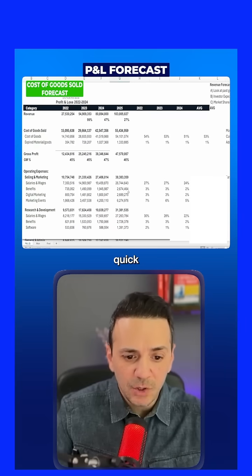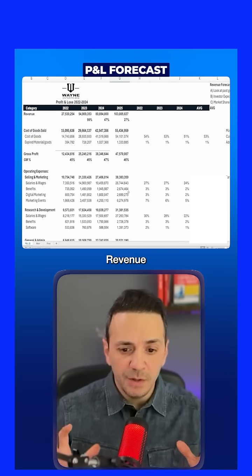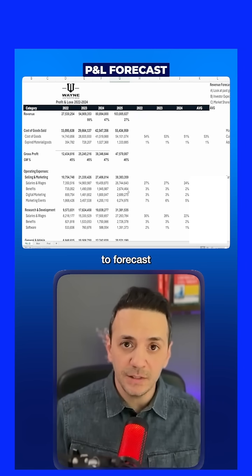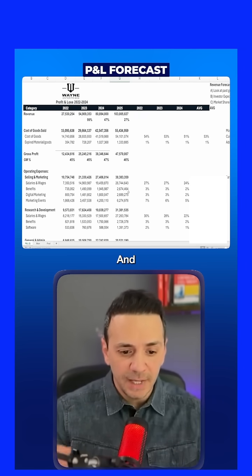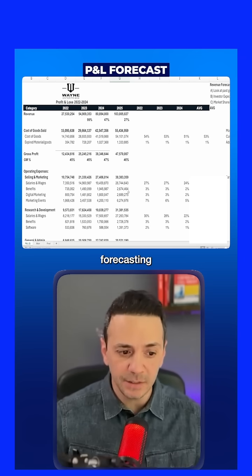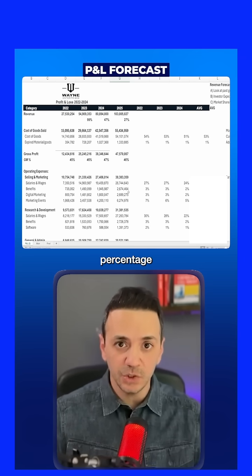So this is a quick way. You see, we started with revenue. Revenue is the most difficult number to forecast. You need to show some sound logic behind the way that you're forecasting it. And then we work our way into forecasting the other costs as a percentage of that revenue.